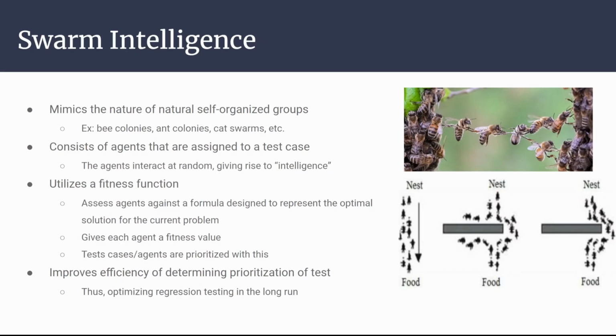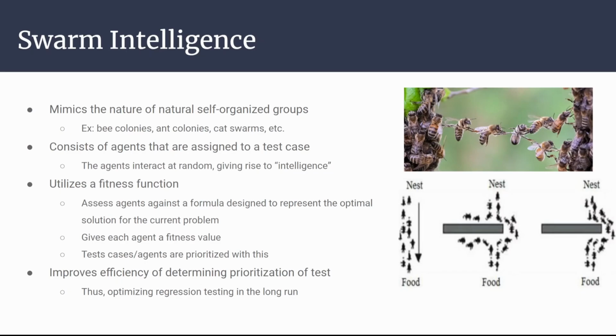And since each agent is a test case, this value is how we're going to prioritize each test case against the other. It also improves the efficiency of determining prioritization of each test, thus optimizing regression testing in the long run.